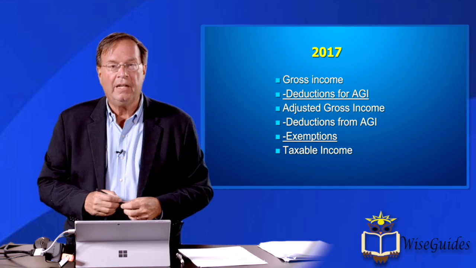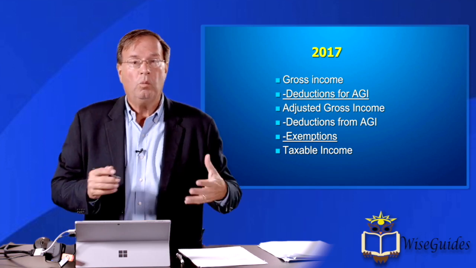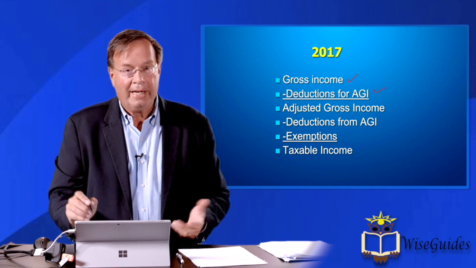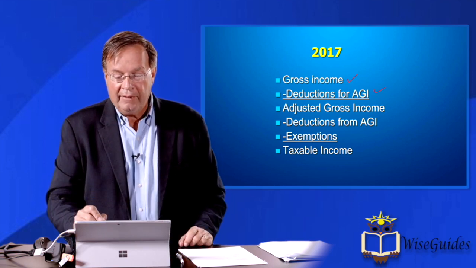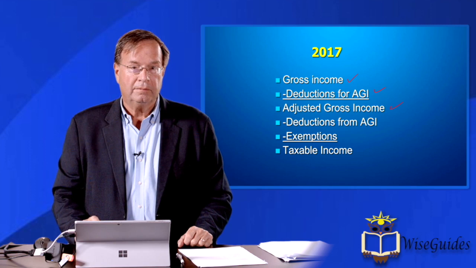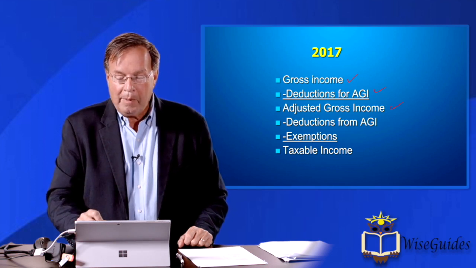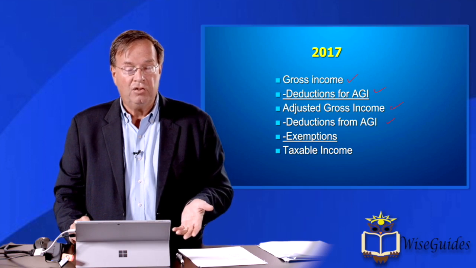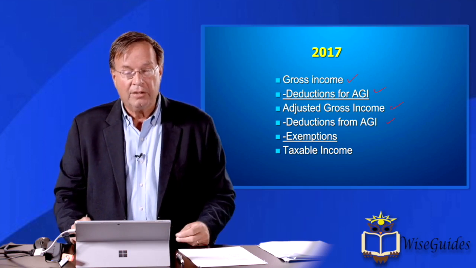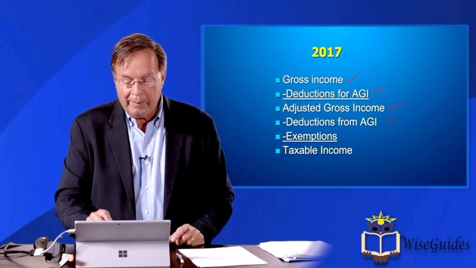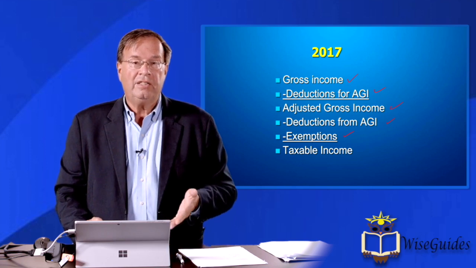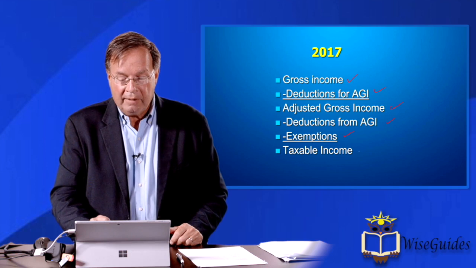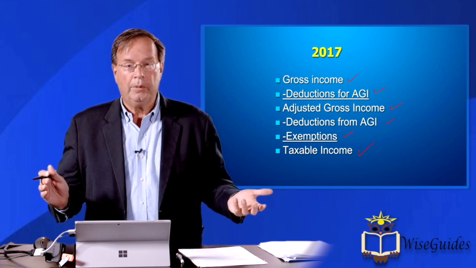In 2017, our structure for determining what our taxable income was is to take gross income, subtract out any deductions for AGI, and that gave us adjusted gross income. Life was simple. We then came up with any itemized deductions, perhaps. We call these deductions from AGI, or perhaps the standard deduction. We then subtracted out from that exemptions, and you got an exemption for either a personal exemption or a dependency exemption, and that gave you taxable income. This was life as we knew it.